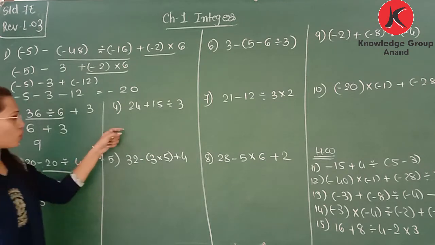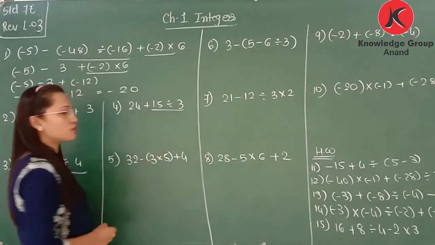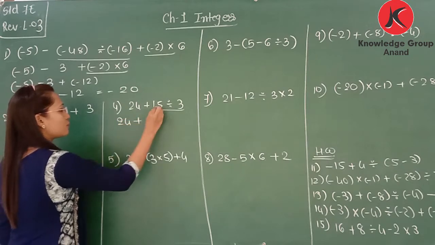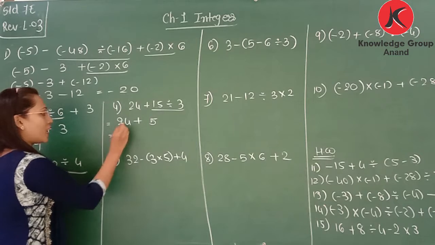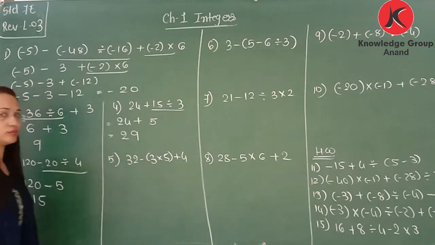Now next one, fourth, 24 plus 15 divide 3. So first of all we perform the division. So 15 divide 3 is 5. Now 24 plus 5 is 29.